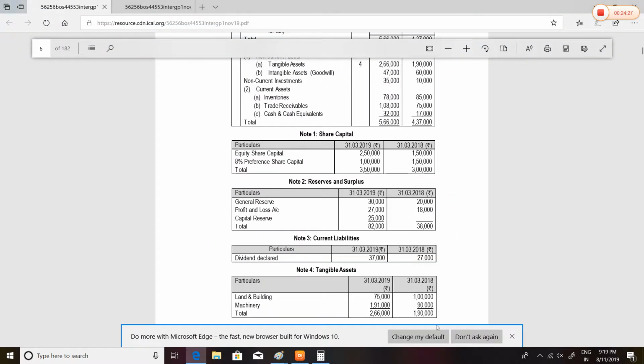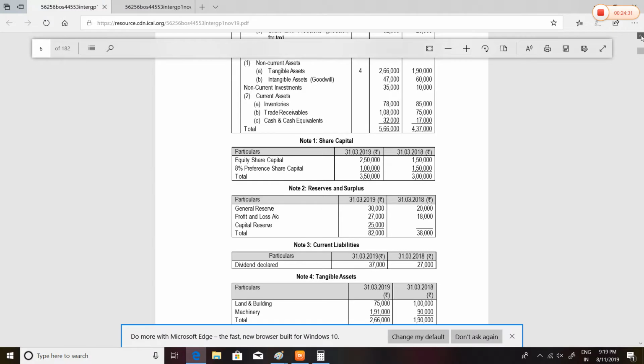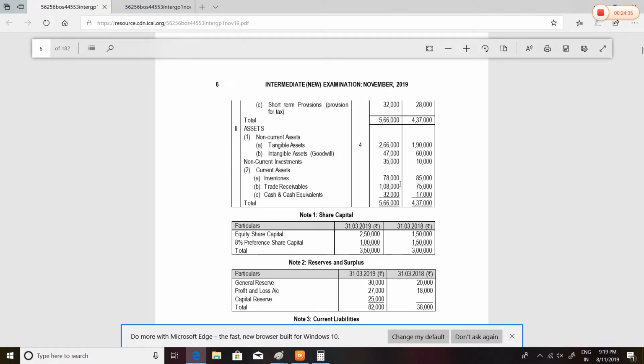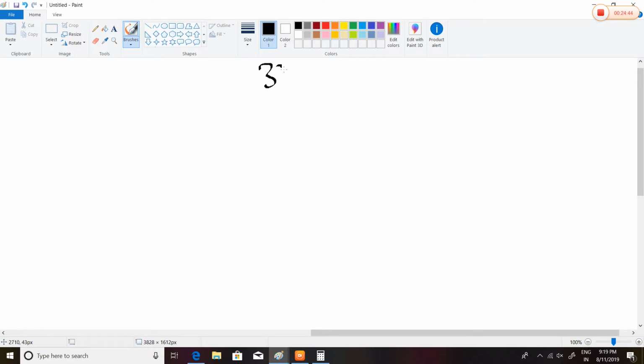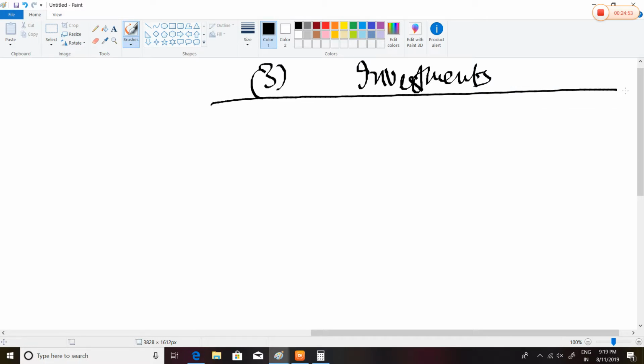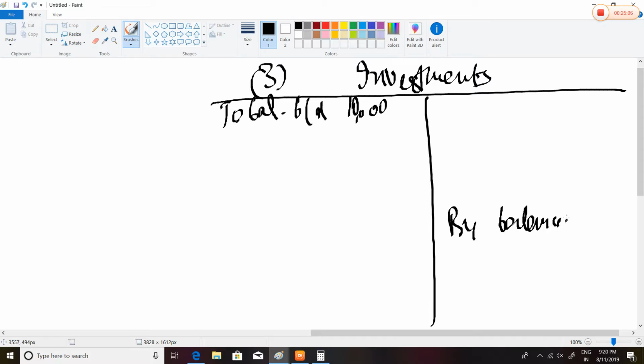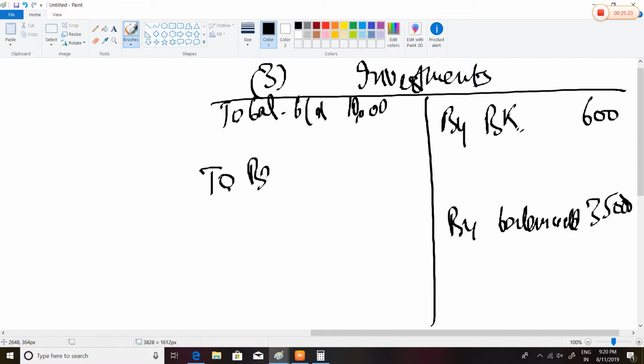We are gonna make working note number 3. See here. Investments. Have a look here. Investment, working note number 3. Investments. Balance brought down 10,000. By balance sheet, how much? 35,000. We have received the dividend by bank. 600. Okay. To bank. Balancing figure. 25,600 amount.